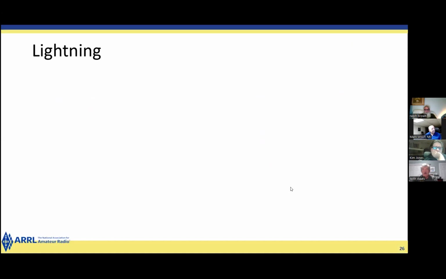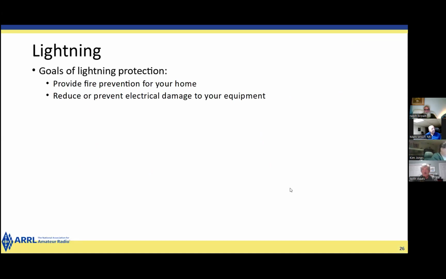Okay, lightning. Well, the goals of lightning protection are to provide fire protection for your home and obviously to reduce and prevent electrical damage to your equipment. And this happens quite often. People lose all their equipment.